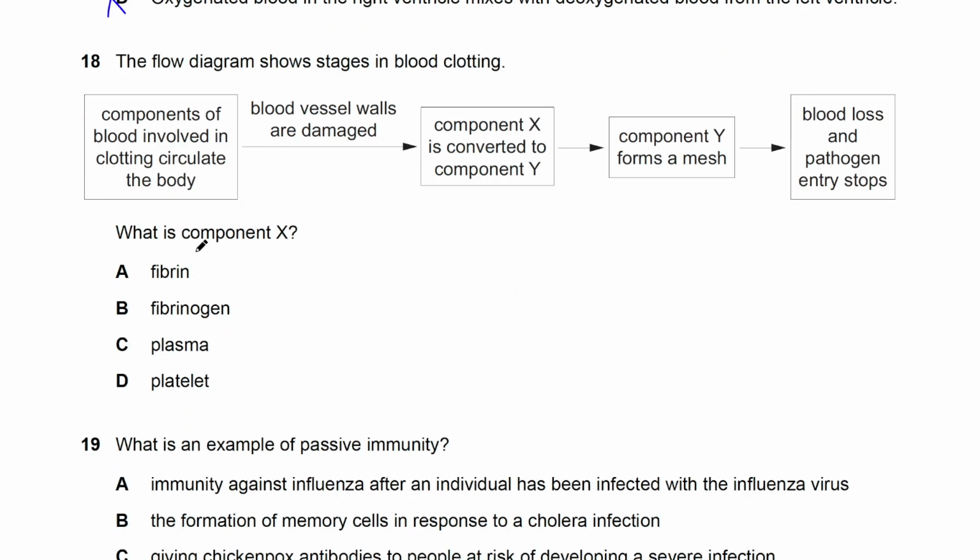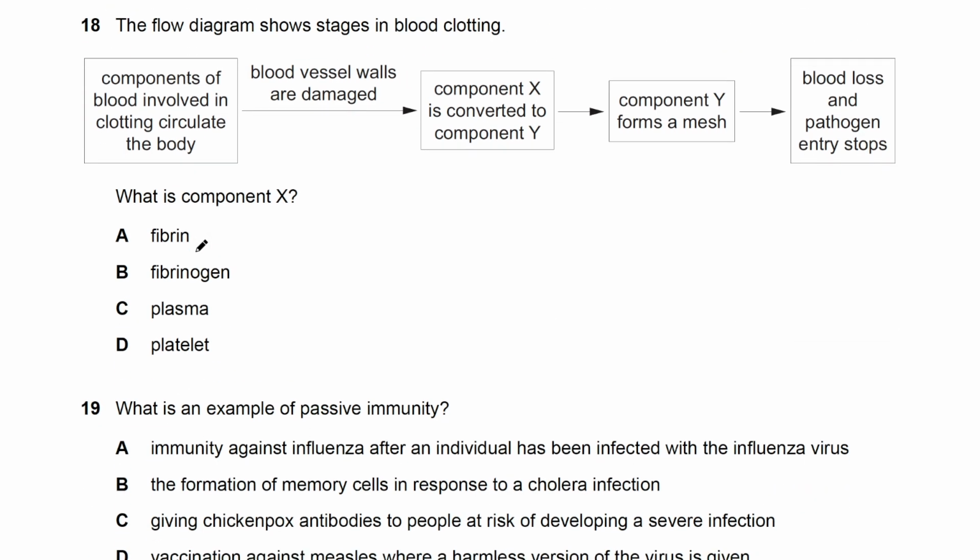Moving to question number 18. Now, the flow diagram shows stages in blood clotting. Great. What is component X? Let's read. Components of blood involved in clotting circulate in the body. Okay. Blood vessel walls are damaged. Fine. What happens now? Component X is converted to component Y. Then component Y forms a mesh, preventing blood loss and pathogen entry.